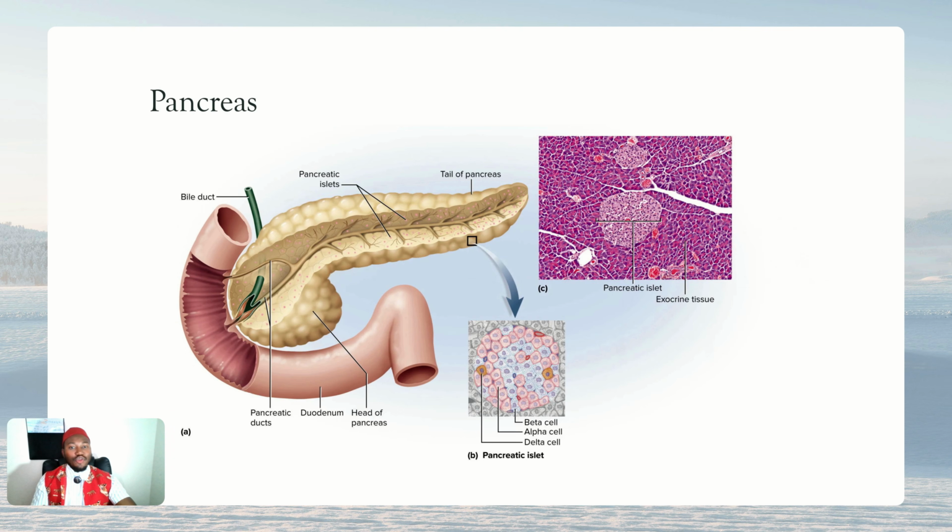Now, the delta cells produce somatostatin. What does somatostatin do? It helps to suppress secretion of glucagon and insulin. It inhibits nutrient digestion and absorption, which prolongs absorption of nutrients. All right? So these are just the major things. If you know that alpha produces glucagon, beta produces insulin, and delta produces somatostatin, you are good. And somatostatin is always inhibitory.